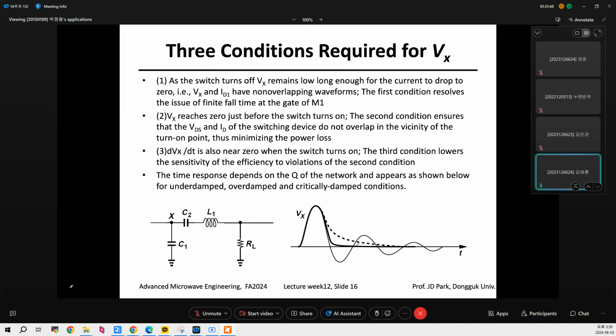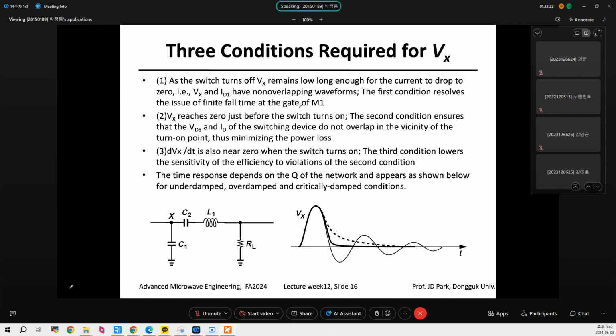So this is the same story. You guys just read, I already talked about this. But let me read again. First, as the switch turns off, Vx remains low long enough for the current to drop to zero, i.e., Vx and ID have non-overlapping waveforms. So the first condition resolved the issue of a finite fall time at the gate of M1.